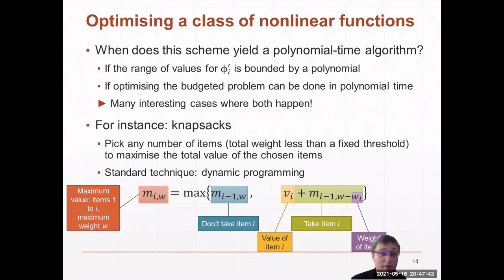For example, let's take the example of knapsacks. In a knapsack problem, you have to pick a given number of items for a total weight less than a fixed threshold, and you have to maximize the total value of the items that you choose. The standard algorithm for this problem is dynamic programming. So you define a simple recursion, where you consider items between 1 and i, and a maximum weight of w. And you have to take the decision about the item i. Either you don't take the item i, or you can add the value of this item to a previous value that you already computed. You can extend this exact algorithm to the case of a budgeted problem.